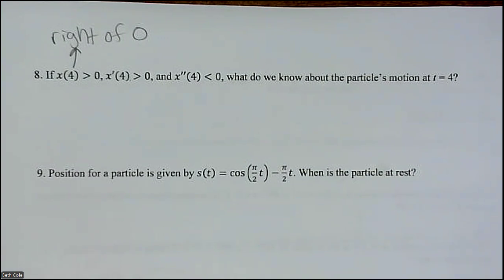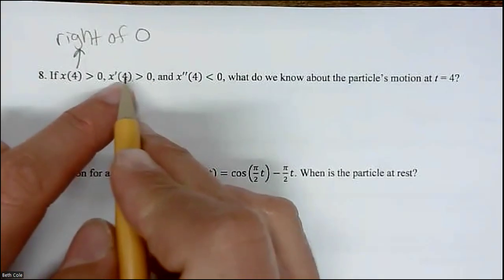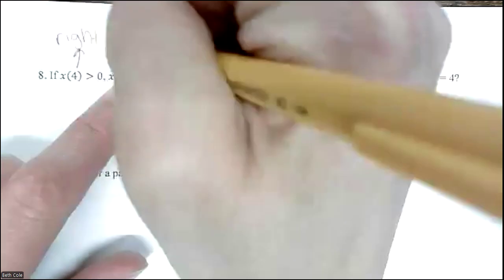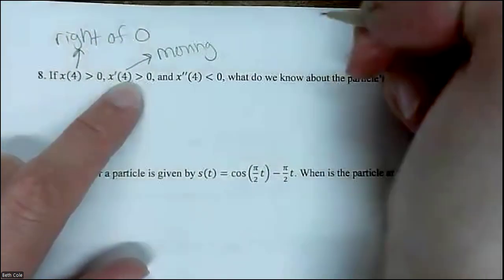We close the Chromebook. All right, and then this is your velocity. Velocity is also positive. What does that mean? If velocity is positive, you're moving right. Good.